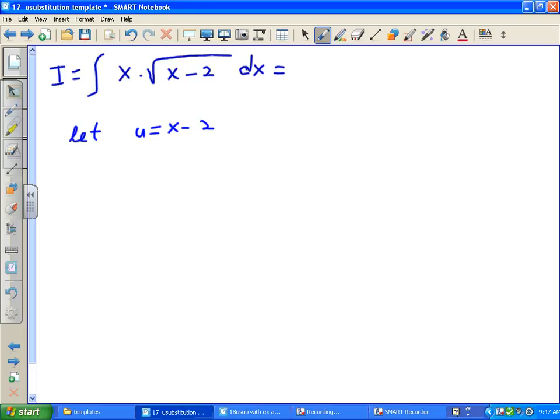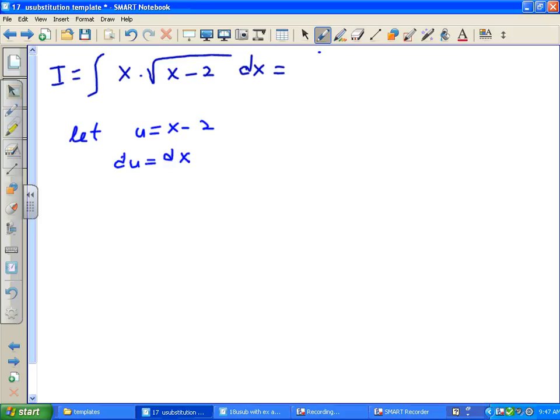But this is an unusual question. This would be the type of question where that rule doesn't apply exactly. It applies, but not exactly. So let's continue and see how far we can get with this u. Okay, let's see what happens. Take the derivative of both sides. So du equals 1 times dx.